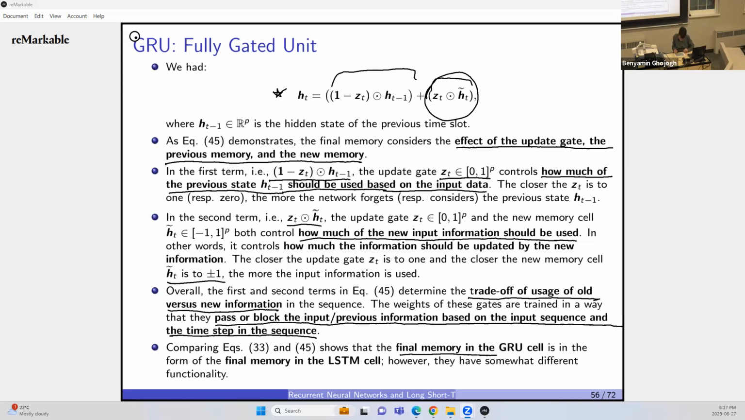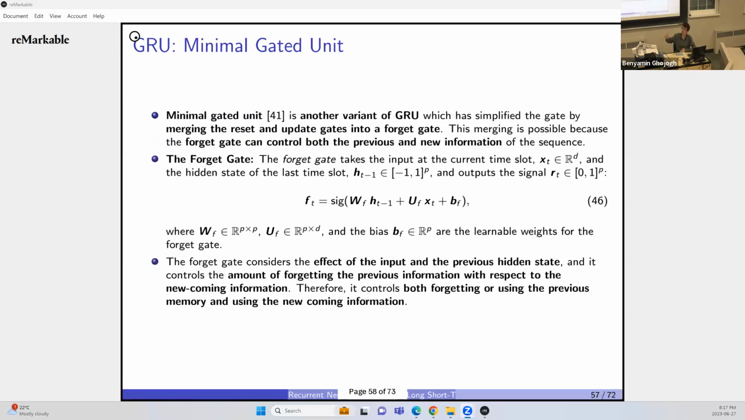The final memory in the GRU cell is similar to the final memory in the LSTM cell. However, they have somewhat different functionality. Okay. Now the second variant of GRU. What is that? It's the minimal gated unit rather than the full gated unit. So it uses the same line of thought. It says, let's simplify further. Okay. So the minimal gated unit is another variant of GRU, which has simplified the GRU itself.